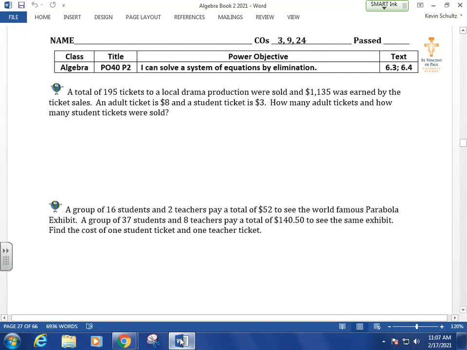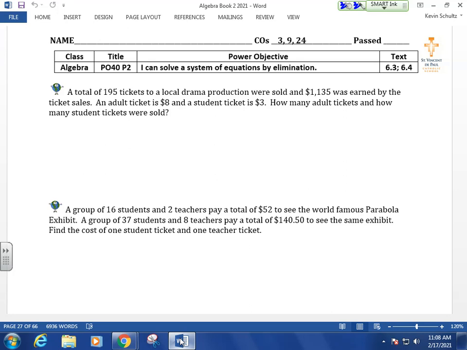And good day, Algebra. We are continuing our marathon on systems of equations, but the end is in sight. We are talking about the elimination method. We're past the point of solving. We're looking at how to write the equations ourselves, which is kind of the culmination of this topic.